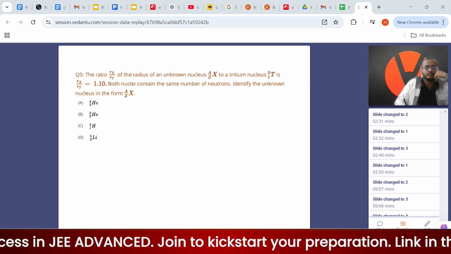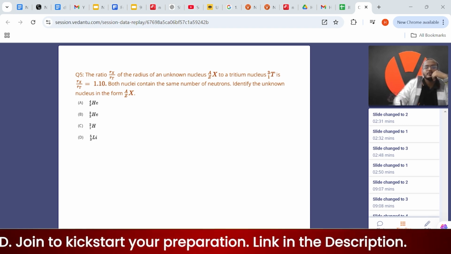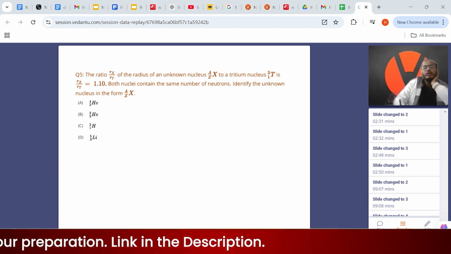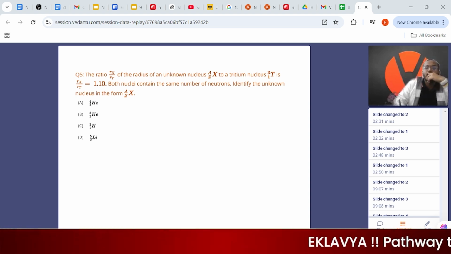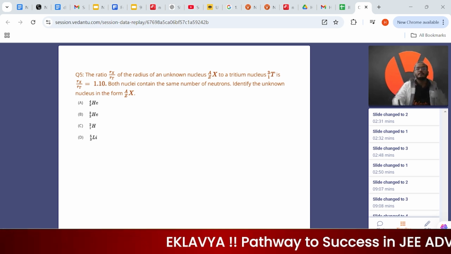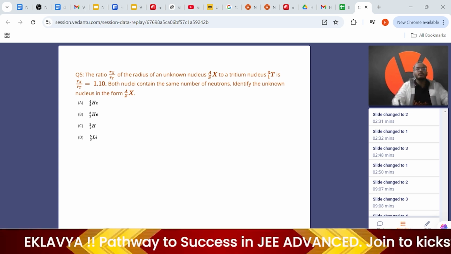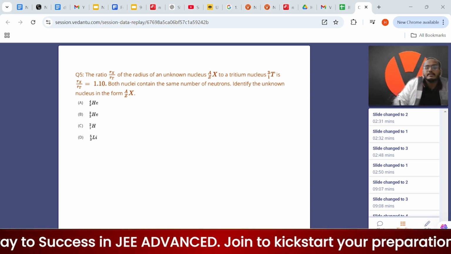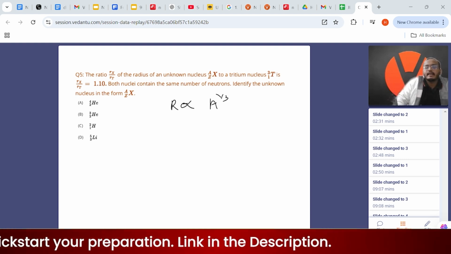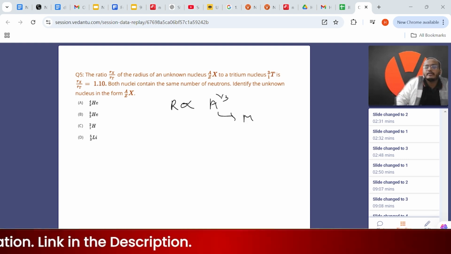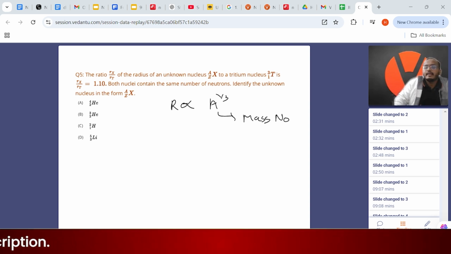So let's come to the next question. This is a very easy question from nuclear physics. The ratio of the radius between two nuclei is given. We already know that the radius is directly proportional to A raised to the power 1/3. So we just have to use it. What is this A? A is nothing but the mass number.